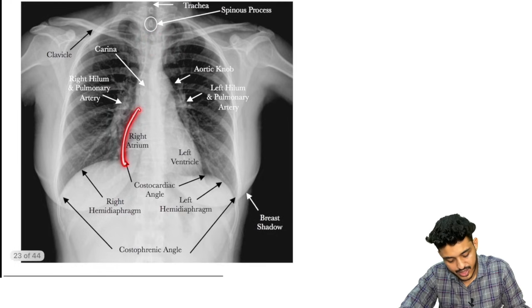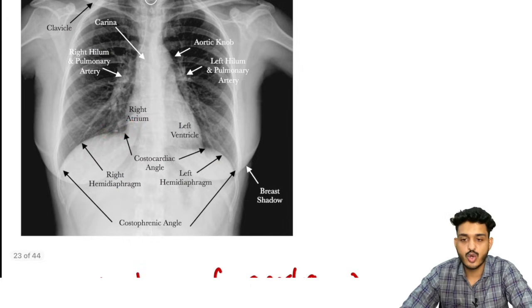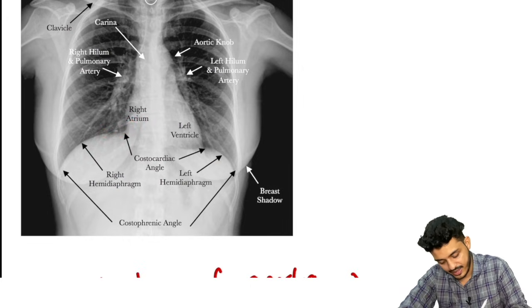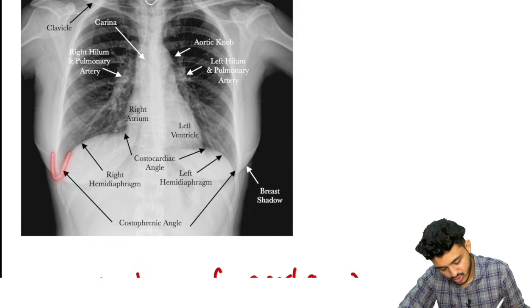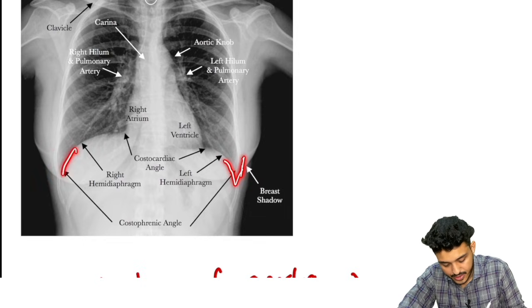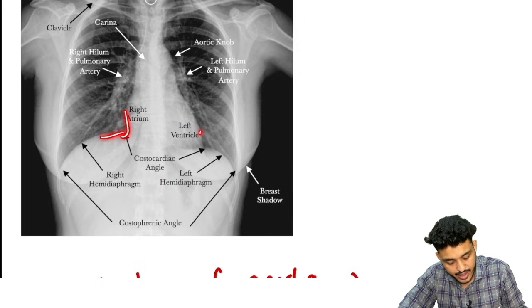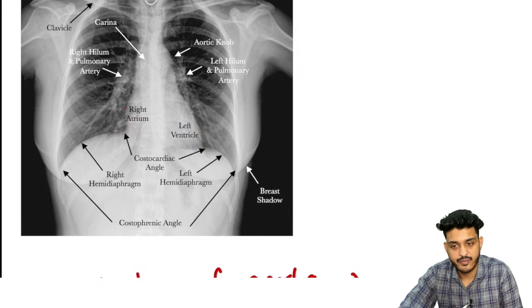This is going to be your right atrium, this is going to be the left atrium. This particular angle is known as the costocardiac angle, and this particular angle is known as the costophrenic angle. This is the costophrenic angle. This is the costocardiac angle. Costophrenic and costocardiac angles that we are having, right?